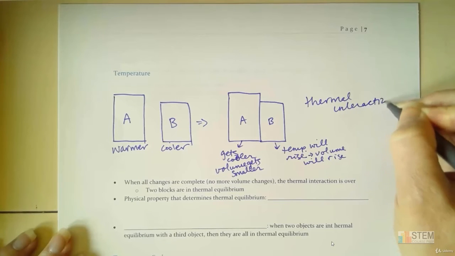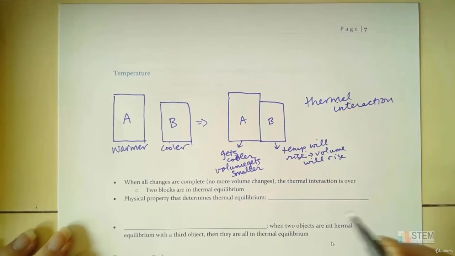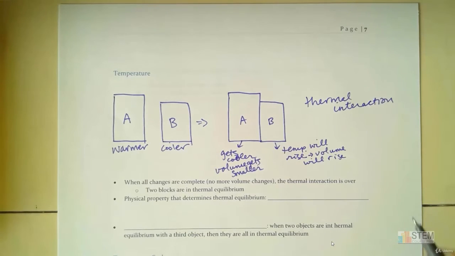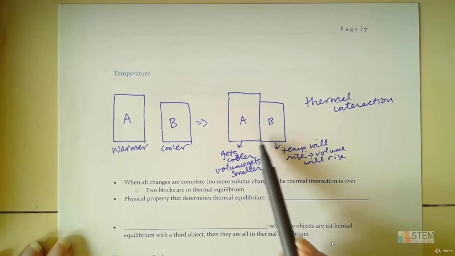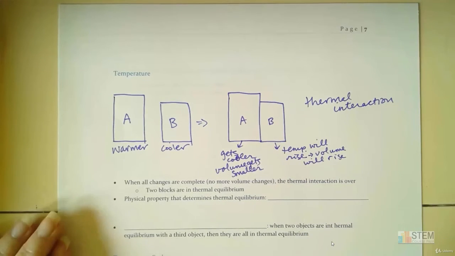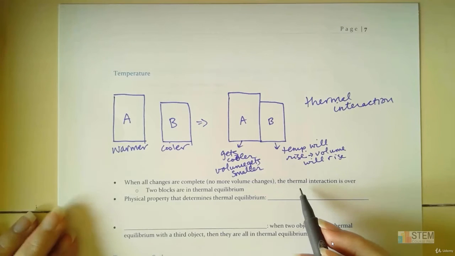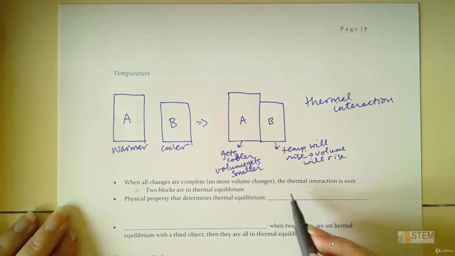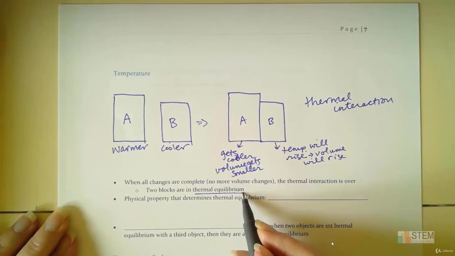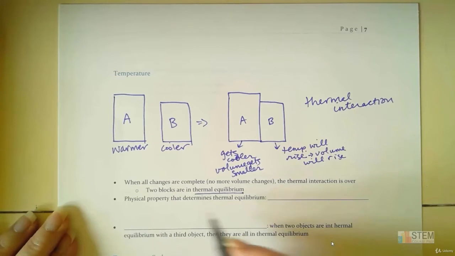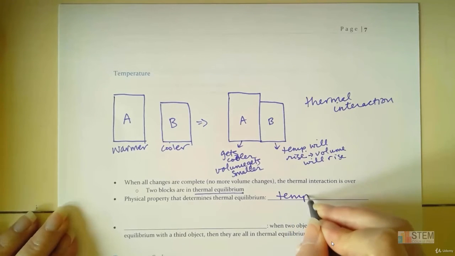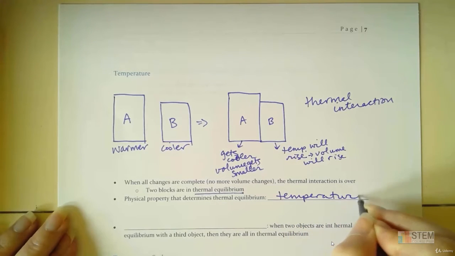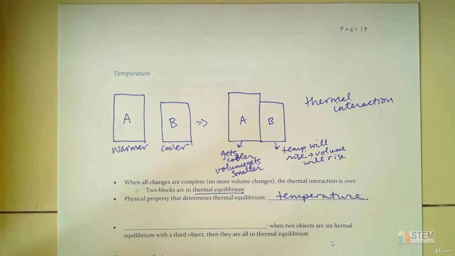Now, eventually, if you leave these two blocks alone next to each other like this long enough, all these changes are going to stop. So the volumes will quit changing, and the temperatures will essentially quit changing. Now, when all those changes are done, we say we've got thermal equilibrium. And the physical property that determines thermal equilibrium is temperature. So that's what temperature is.